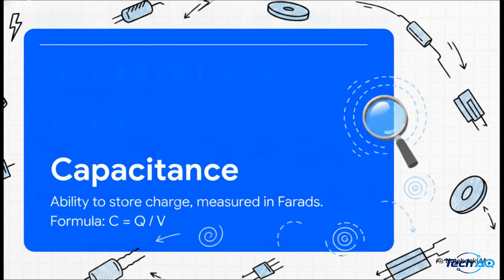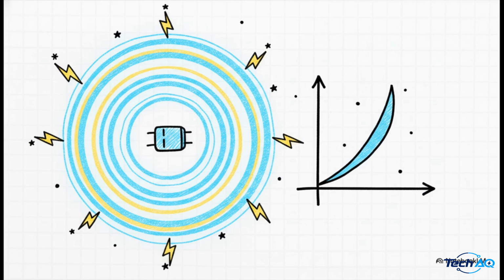We call this ability to store a charge capacitance, and we measure it in a unit called farads. Though out in the wild, you'll usually see it broken down into much smaller chunks, like microfarads or picofarads on those tiny little components. The formula for this is straightforward but super important. Capacitance, or C, simply equals the total charge, Q in coulombs, divided by the voltage, V. Now, if you want to calculate the actual raw energy stored in joules, we use this really elegant formula. Energy equals half the capacitance times the voltage squared.